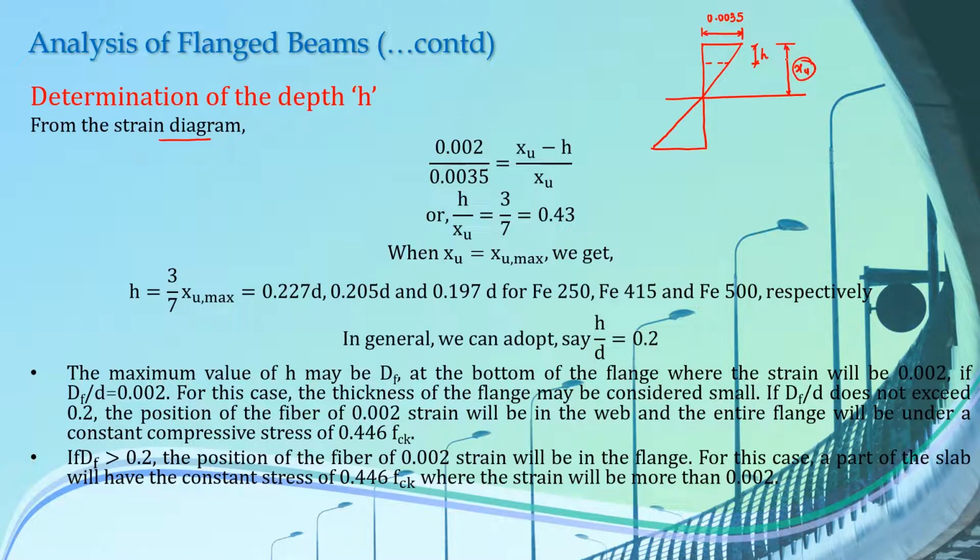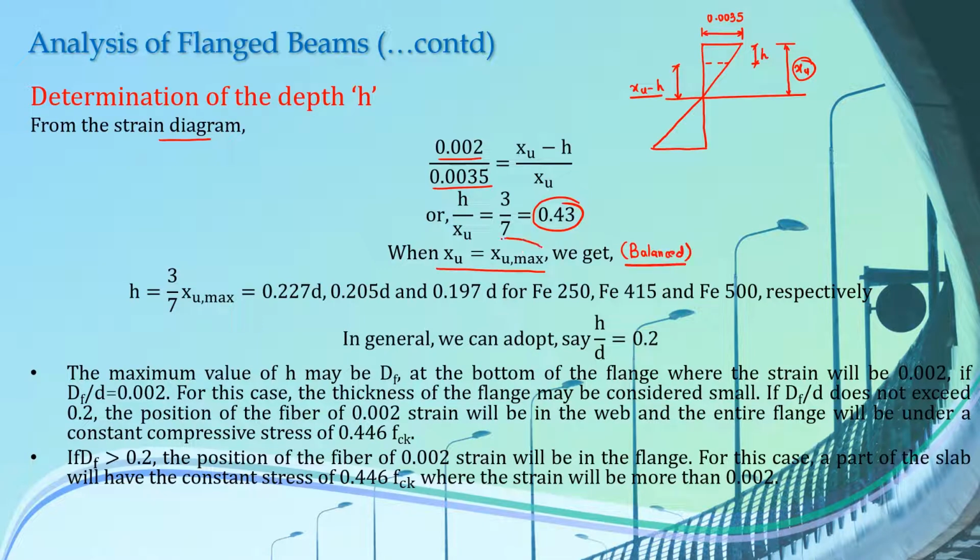Now if you consider the similar triangle property, then you can write this as 0.002 divided by 0.0035 is equal to (xu minus h) divided by xu. That means this portion here is xu minus h, divided by xu. Rearranging this equation, you will get the value of h by xu as 3 by 7, which is equal to 0.43. First, let us consider that xu is equal to xu max. That means we have a balanced section here.